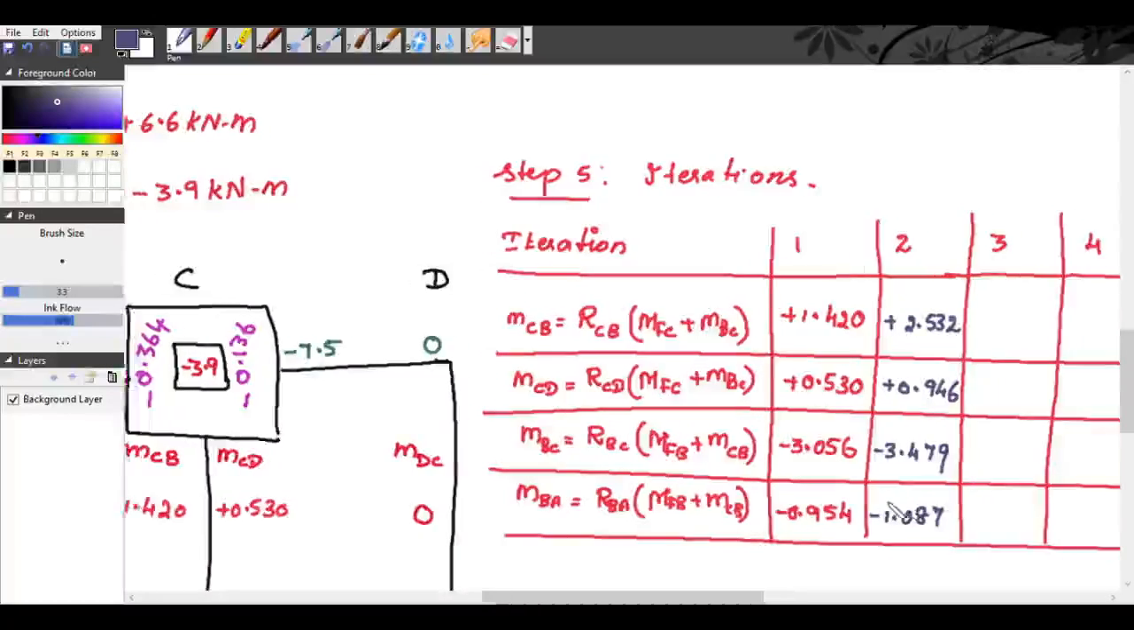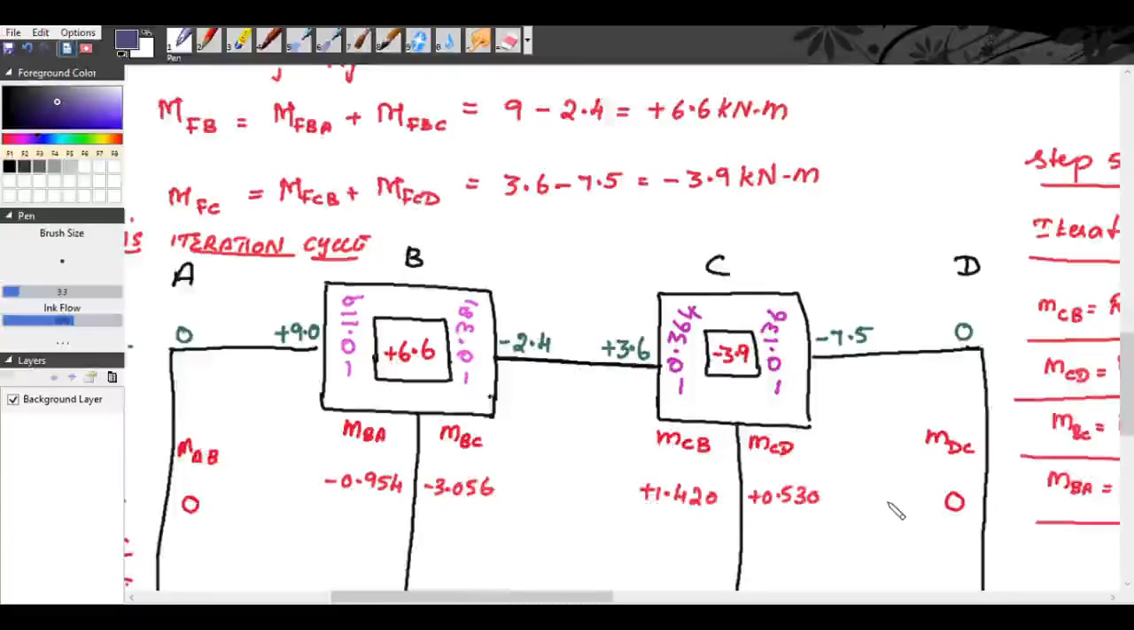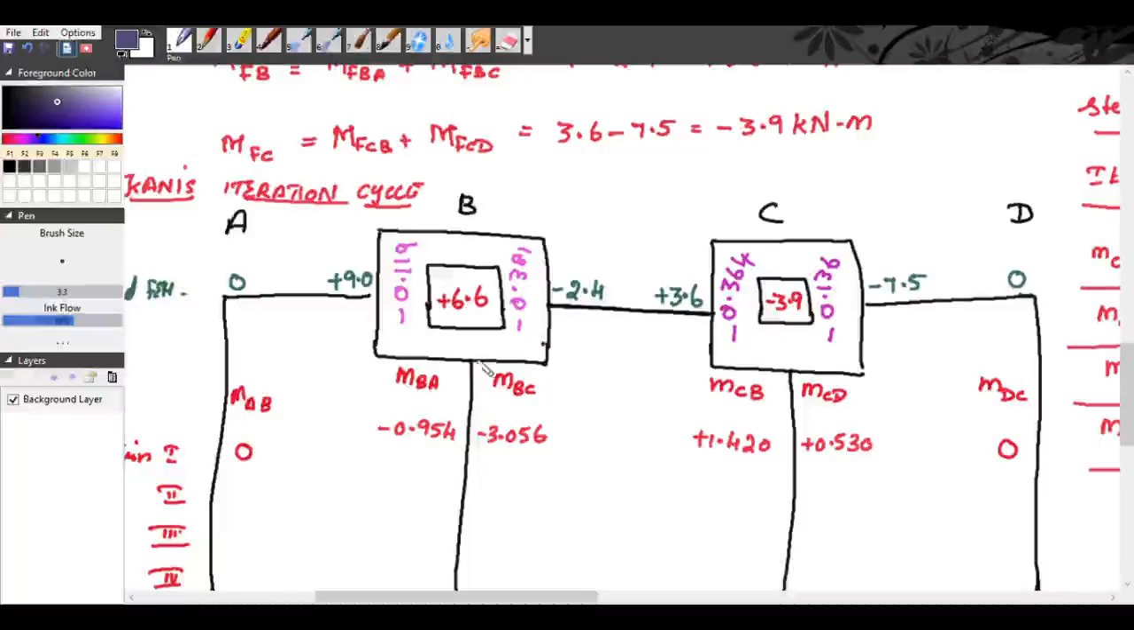So we will write the MCB values here. You have to use plus 2.532. So in the second iteration the values are minus 3.479, plus 2.532, and for MBA you get minus 0.946. So we will write the values here: 3.479 and minus 1.087. So the second iteration is done, now we will move on to our third iteration.